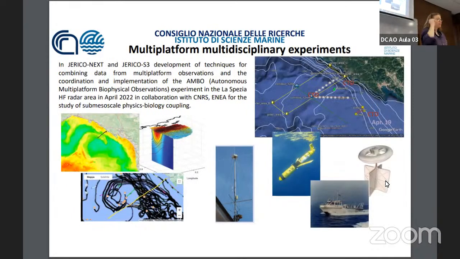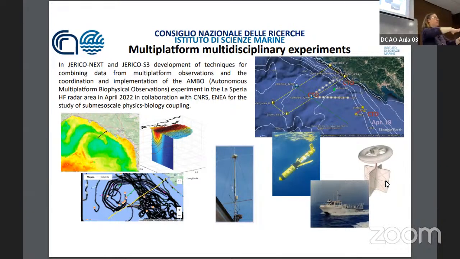One of the last experiments we've done locally is the AMBO experiment, that is autonomous multi-platform biophysical observation. In this case, we also have the biogeochemical component, and we were guided by satellite observation to identify interesting recirculation and submesoscale features in the target area.